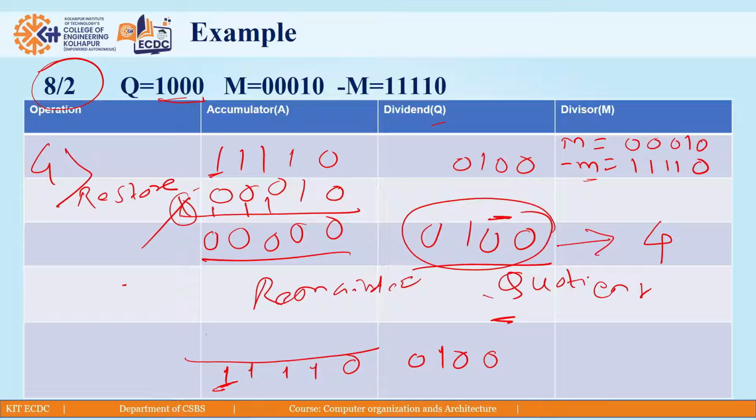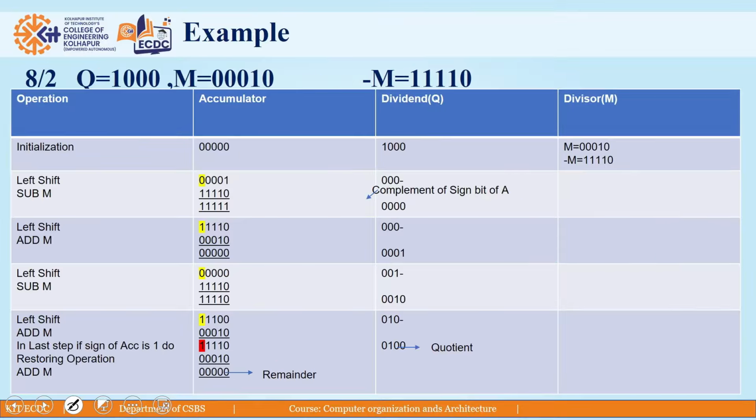Now the same thing you can check here, whatever we have discussed. Check the MSB bit of the accumulator, if 0, do the sub M operation. If it is 1, do the add M operation. Again if it is 0, sub M operation. And at the last step, if the sign bit of accumulator is 1, we are going to perform the add M, that is the restoring operation. Finally we got the answer of 8 divided by 2, that is 0 1 0 0. The answer is 4, that is the quotient, and the remainder is 0.